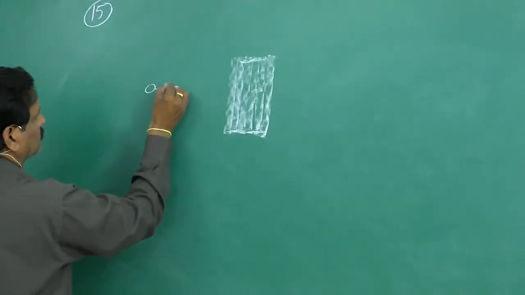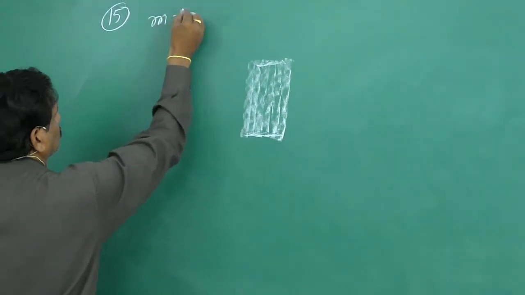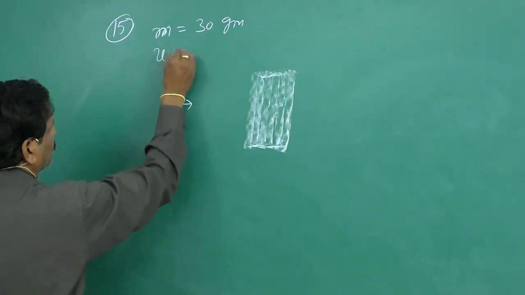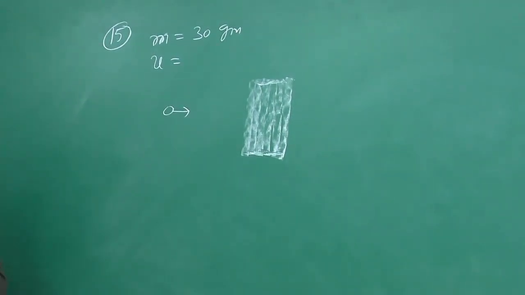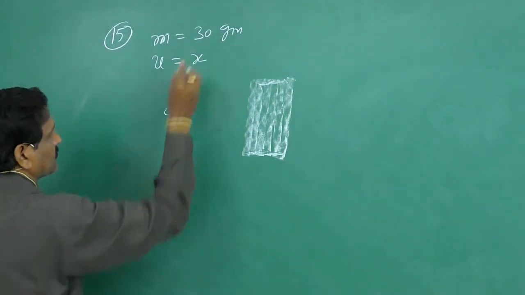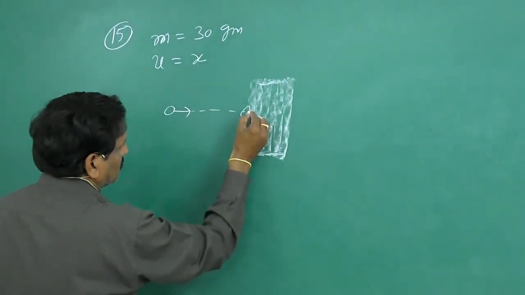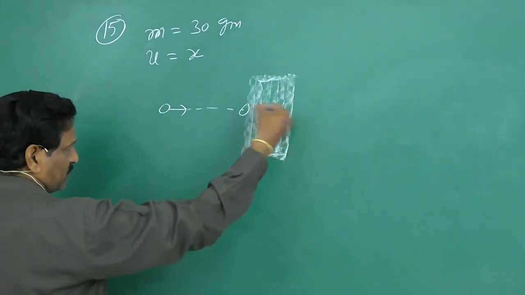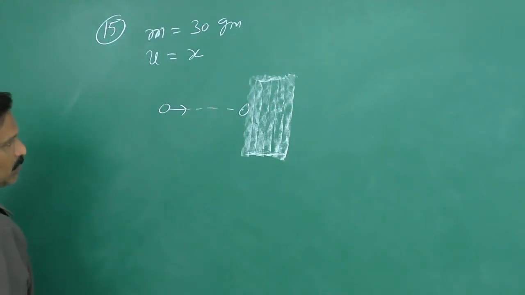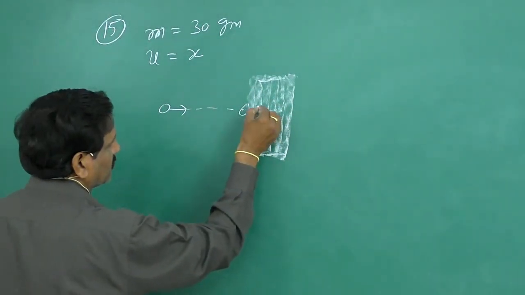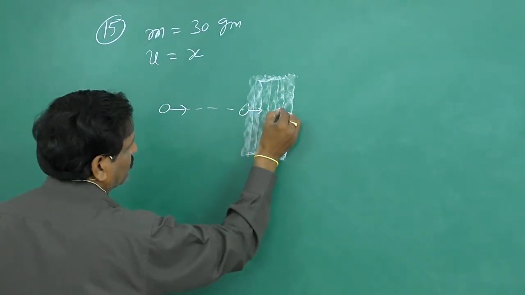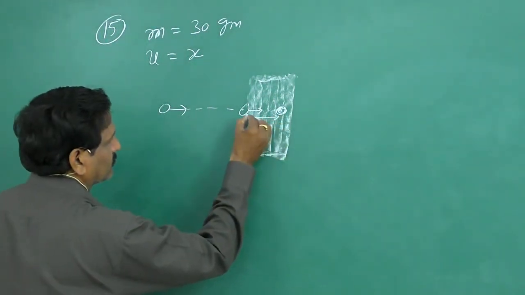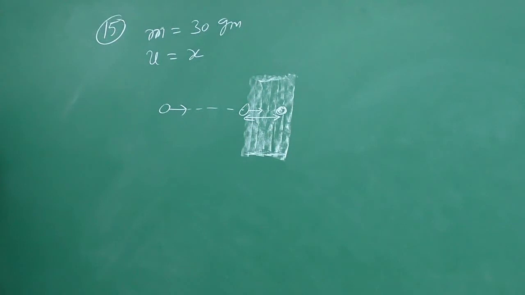And this is the bullet of mass 30 gram. It is moving with a velocity of x. Then when it strikes the wooden block, an opposing force acts on the bullet. Because of this opposition, its velocity gradually decreases. Finally, it is going to be stopped after a certain distance. So this is the situation.